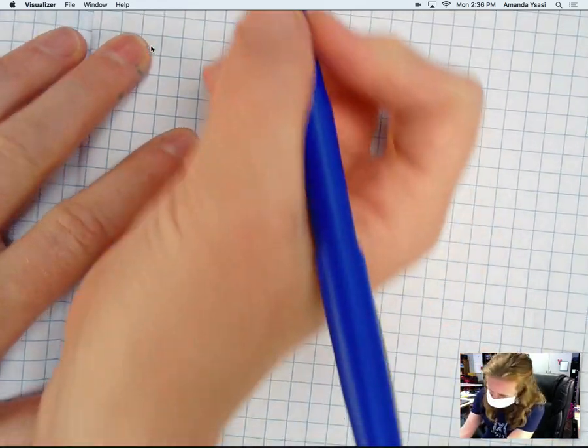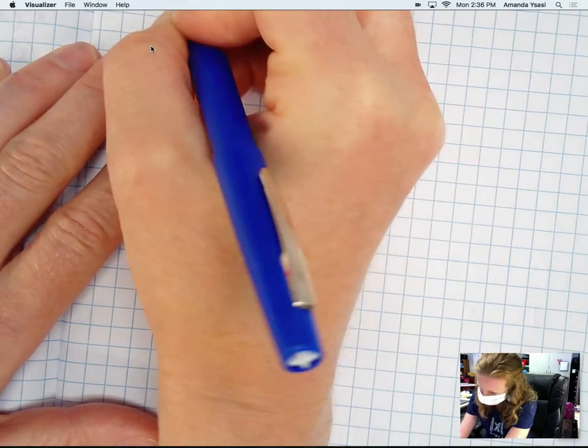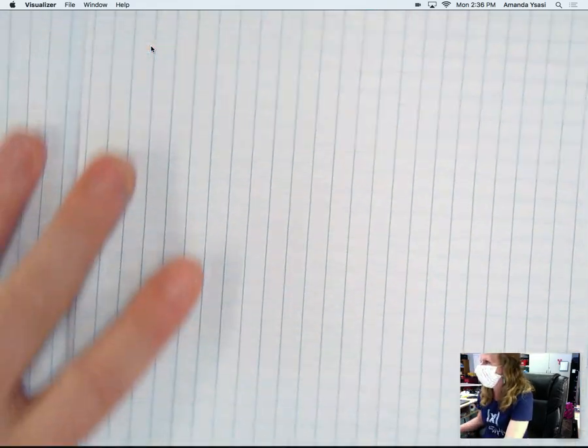Okay, let's do another one. So this is example 2 on these radicals. Square root of x plus 3 equals x. Oh, sorry.